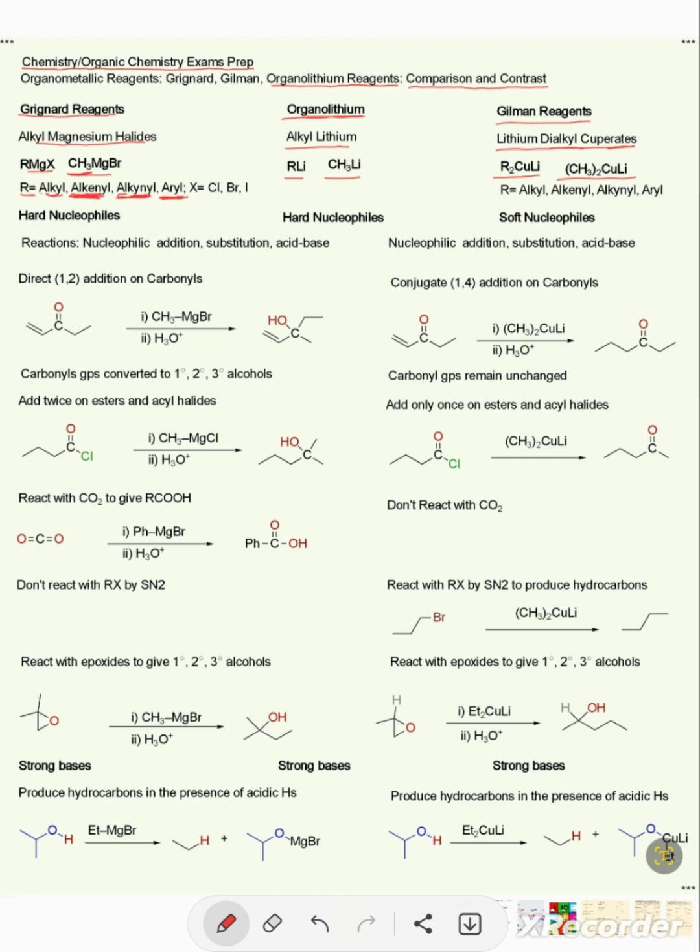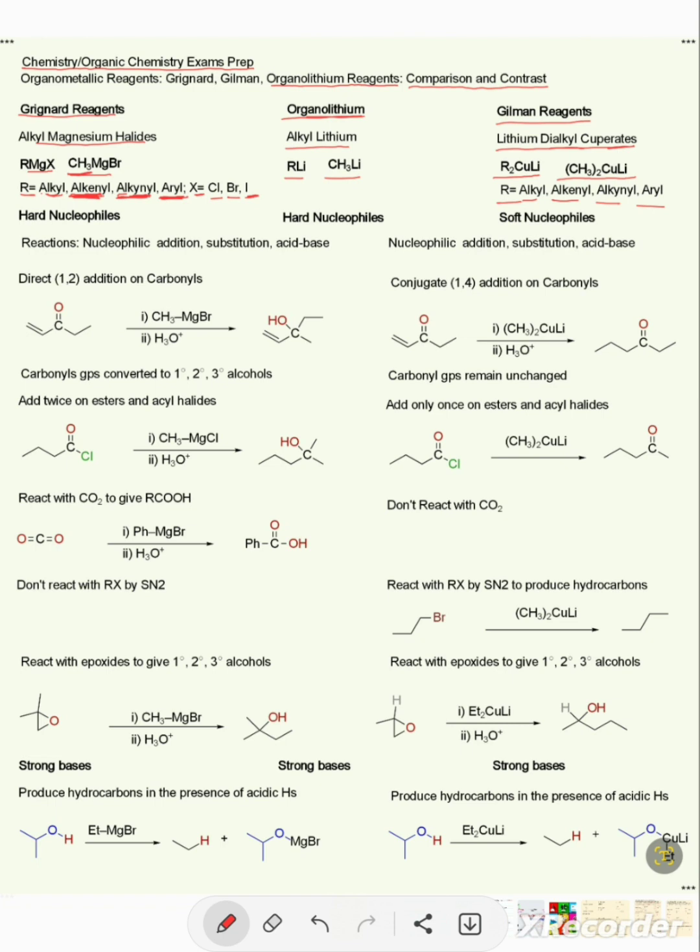And so now let's see the X type. X is the halide here. Usually we have chlorides or bromides. Those are most effective. Sometimes we also see the iodides of the Grignard reagents. For the Gilman's reagent, you can make the Gilman's reagents with the same alkyl group, alkenyl group, alkynyl group, or aryl group.